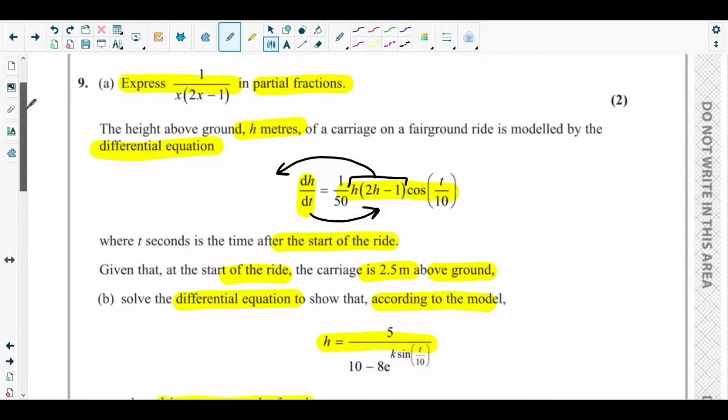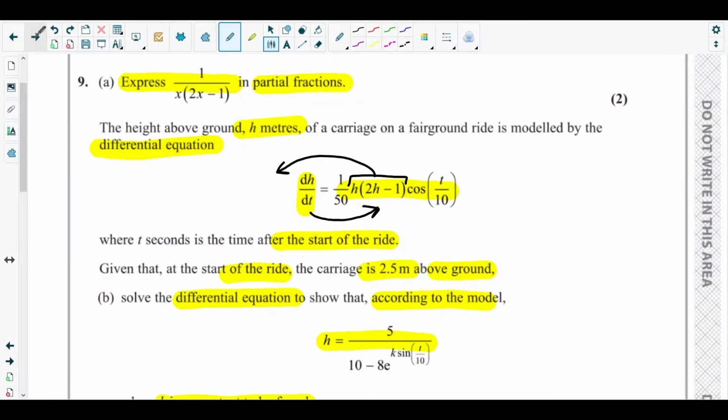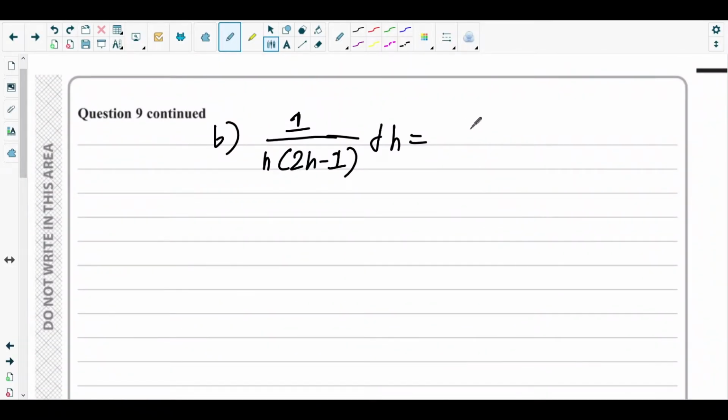1 over 50 times cos(t/10), and dt goes there. So 1 over 50 times cos(t/10) dt. Look, all the terms with h are on the left side, and all the terms with t on the right hand side. Now the second step is to integrate both sides at the same time.